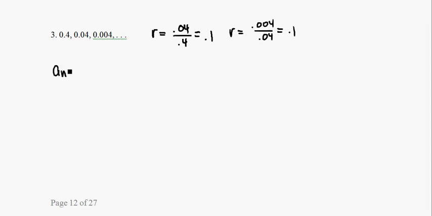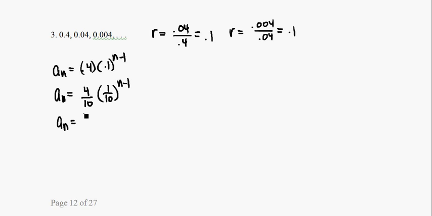So a sub n is equal to 0.4 times 0.1 to the n minus 1. I'm going to do a little simplification here as well. I'm going to write 0.4 as 4 over 10 and 0.1 as 1/10 to the n minus 1. I'm then going to rewrite 4/10 as 4 times 1/10, times 1/10 to the n minus 1. Now I have the same base and I can add the exponents, so I get a sub n is equal to 4 times 1/10 raised to the n.